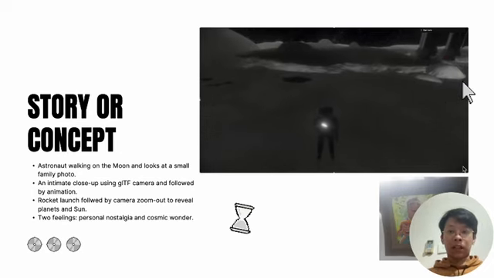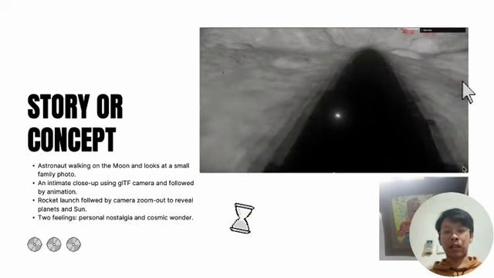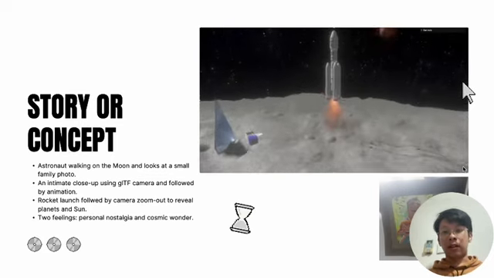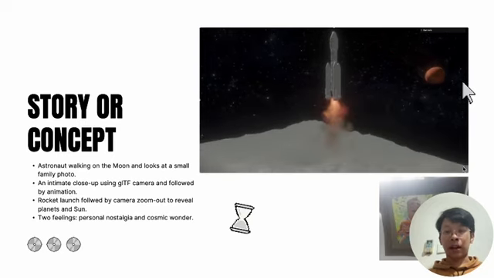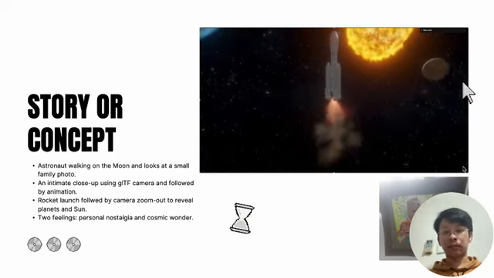After the close-up camera, a rocket launches and takes off to an unknown journey in the space. And as the camera moves back and outward, it exposes planets and the sun.